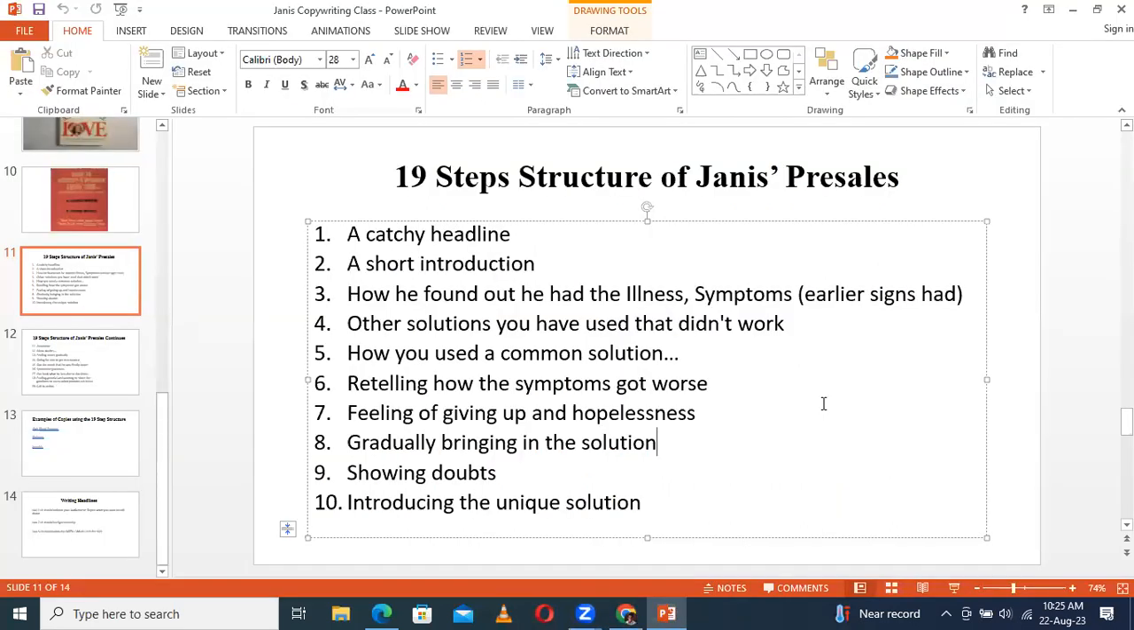Before I continue, what number are we now, guys? Number 9, sir. Okay, yeah, we've done number 8. That place where I showed you that it was a forgotten method Indians used, that was number 8. Gradually bringing in the solution.